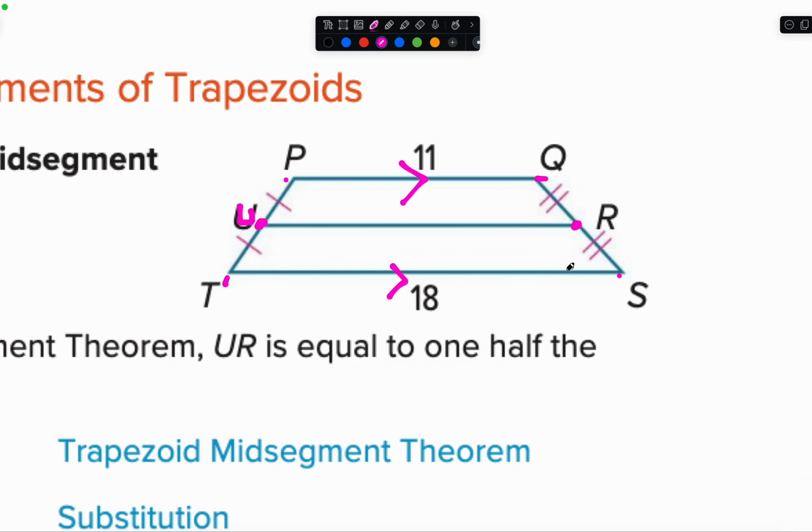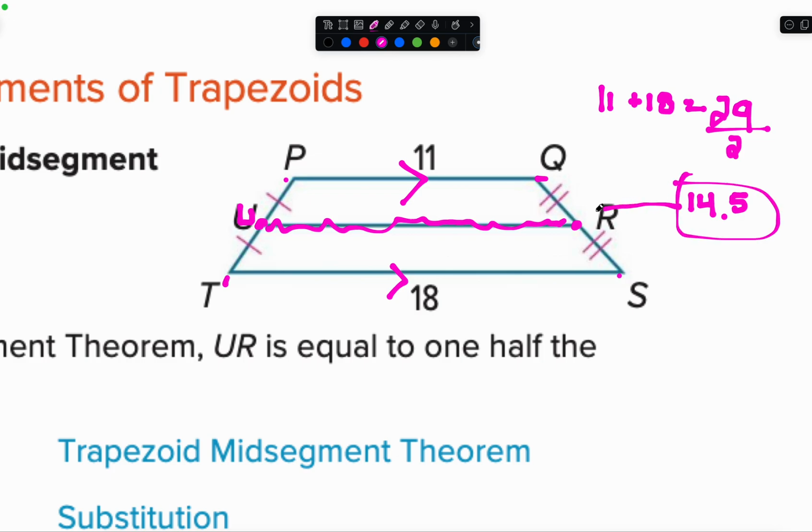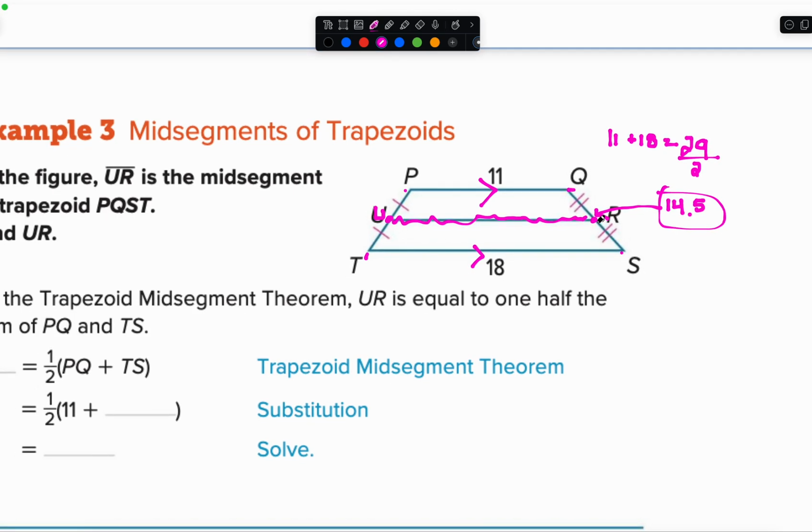Okay, this length here is 18, this length here is 11, and we know from the mid segment that this is just going to be the average of those two. So if I take 11 and I add 18, that is 29. And if I take 29 and divide by 2, I get 14 and a half, I think. 14.5. That is the length of that mid segment. It'll be exactly that length. Okay? So that's what they're asking for on example 3.